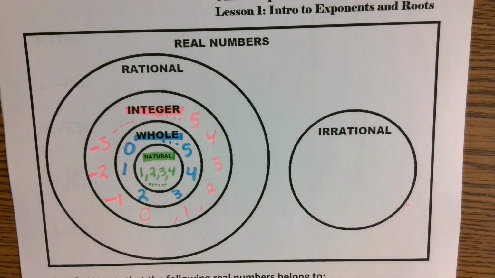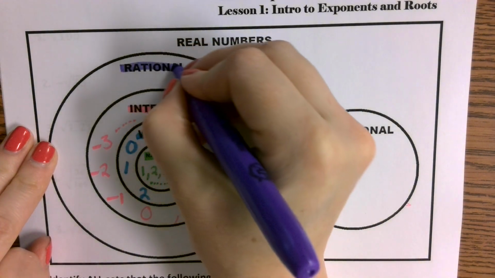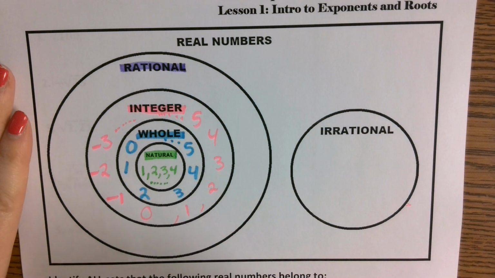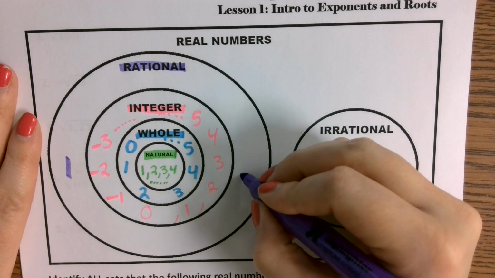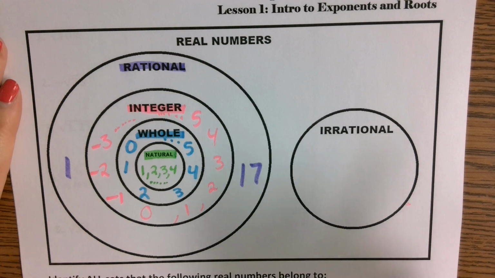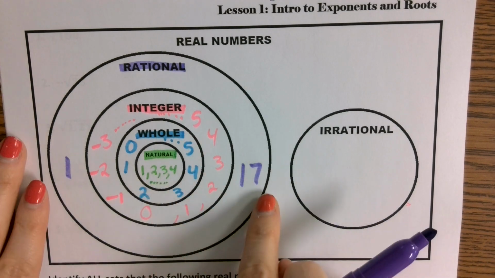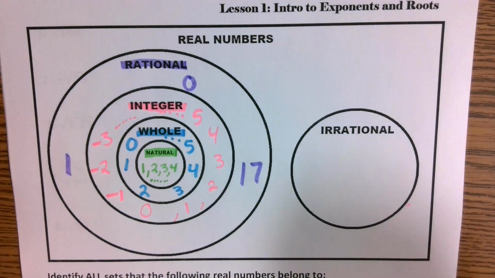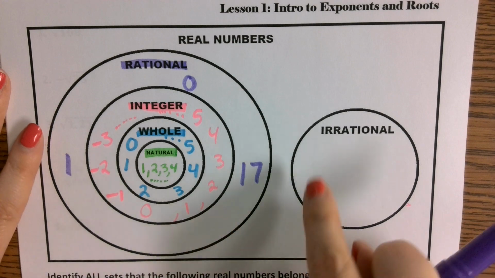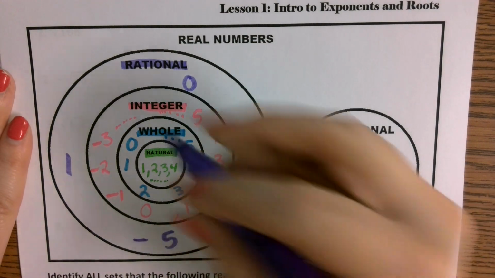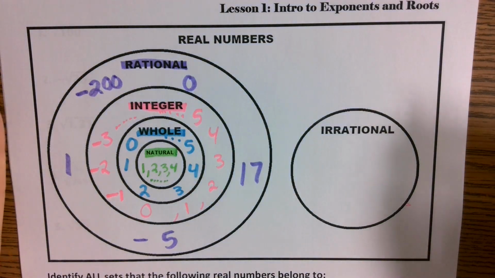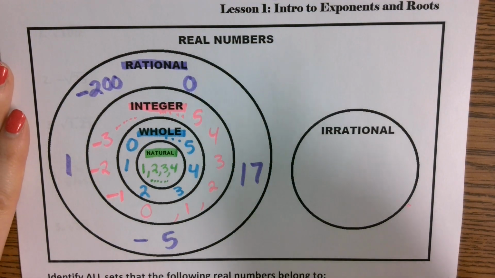Rational numbers. With rational numbers, again, we are including all the natural numbers. So a 1 and a 17, those are considered to be rational. We're including all the whole numbers. So 1, 17, 0. 0 is also included as a rational. Our integer values, okay, so 1, 17, 0, a -5, a negative 200. Those are all considered to be rational numbers, but there's an addition to it as well.